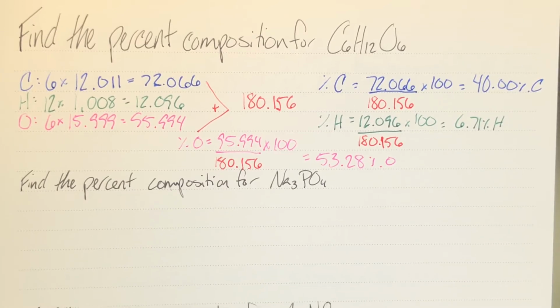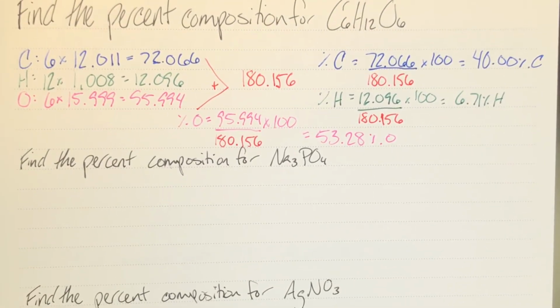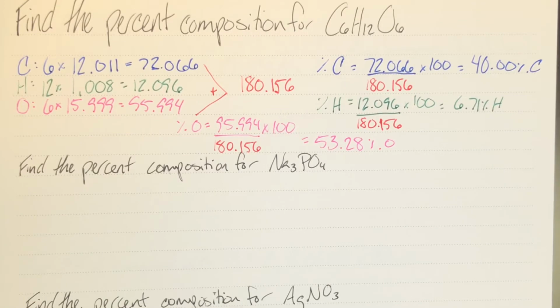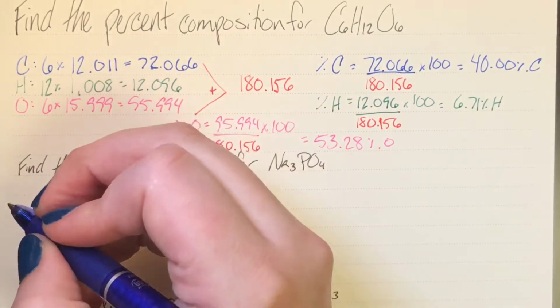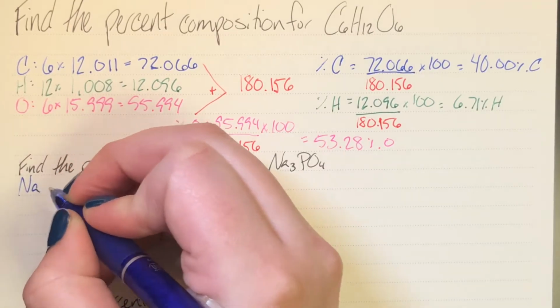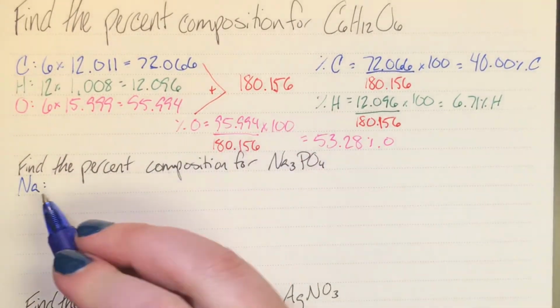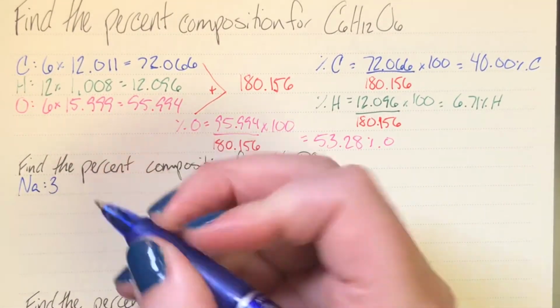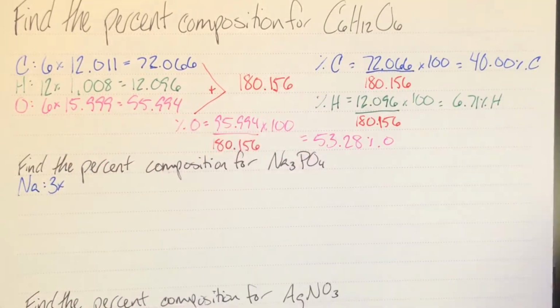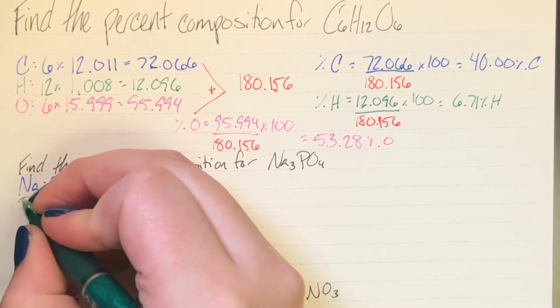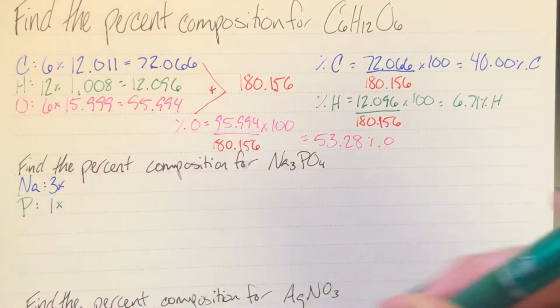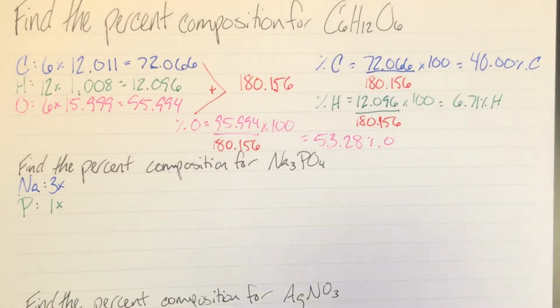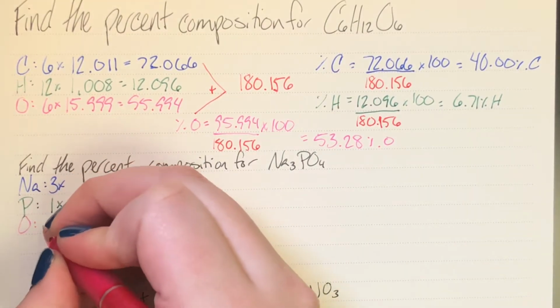Okay, so the next thing I'm going to do is calculate the percent composition for sodium phosphate. I'm going to do the exact same thing that I did up here, hopefully with a little bit better spatial recognition this time. So sodium, I have 3 of them. Phosphorus, I have 1. And then oxygen, I have 4.